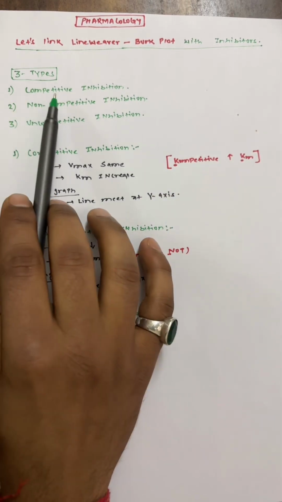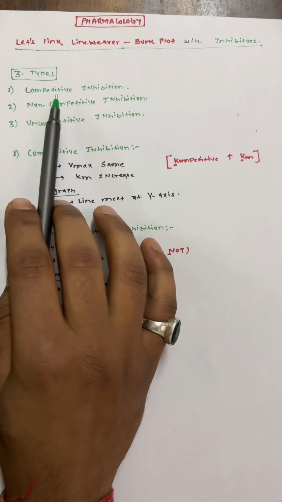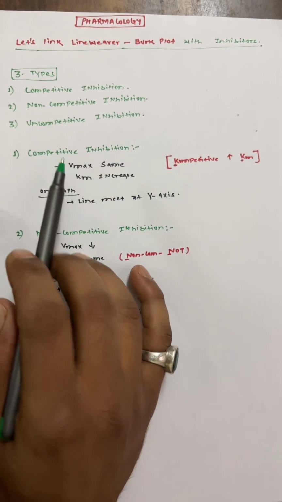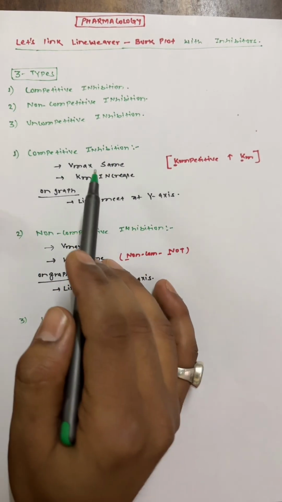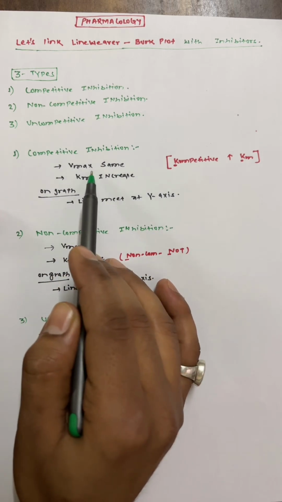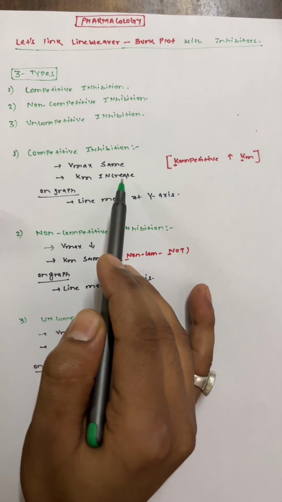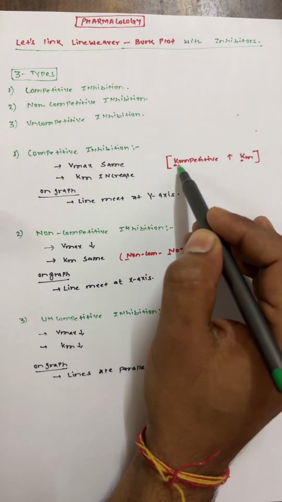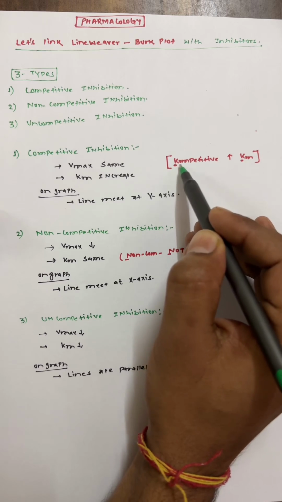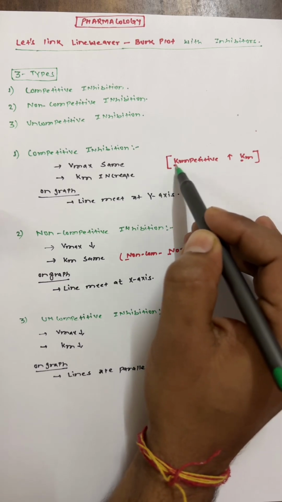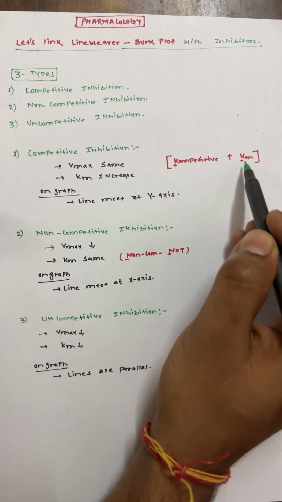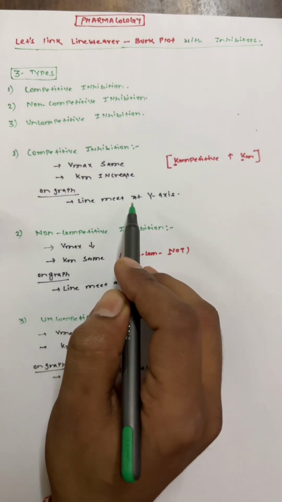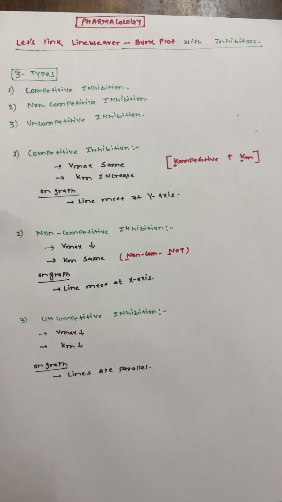We all know there are three types, as from the previous video: competitive inhibition, non-competitive, and uncompetitive inhibition. While talking about competitive inhibition, the Vmax will remain the same and Km will increase. You can remember that competitive means Km increases. On the graph, we all know the lines meet at the y-axis.